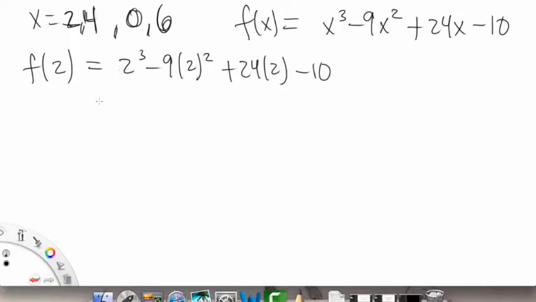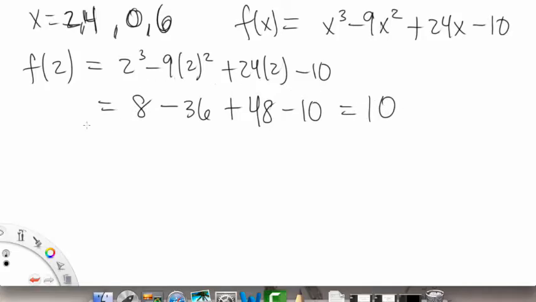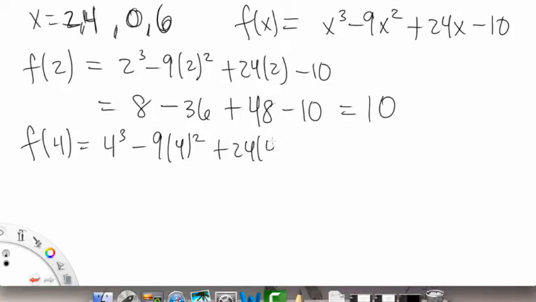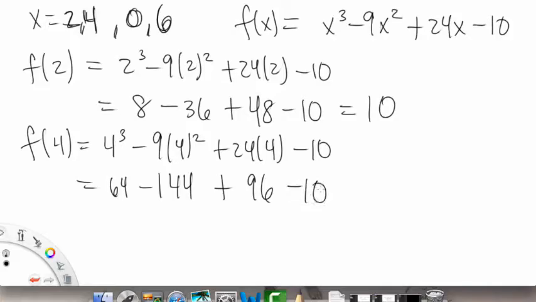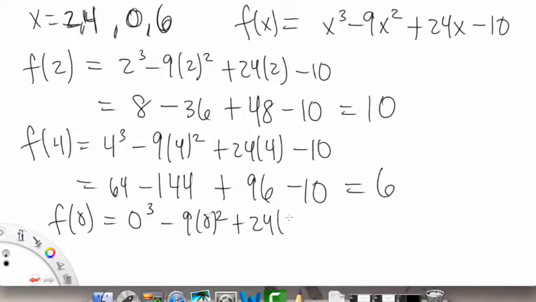2 to the third is an 8, then minus 36, then plus 48 minus 10. So this turns out to be a positive 10. Then we have f of 4: 4 to the third minus 9 times 4 squared plus 24 times 4 minus 10. This turns out to be 64 minus 144 plus 96 minus 10, so that equals 6 overall. Then we have f of 0. Everything you plug in here is a 0 except the minus 10, so that's a negative 10.